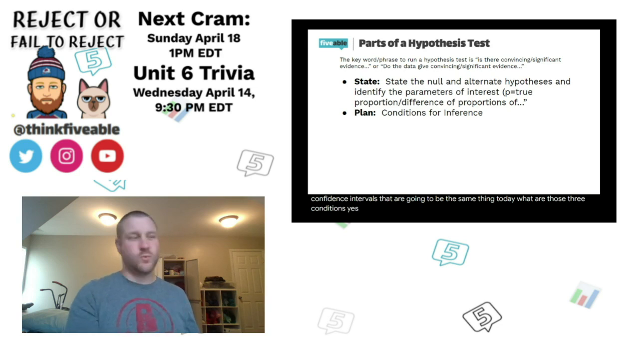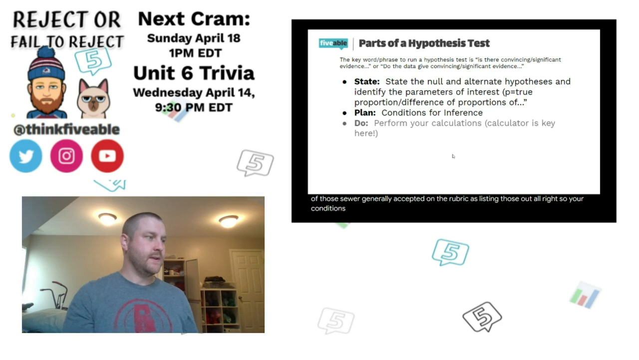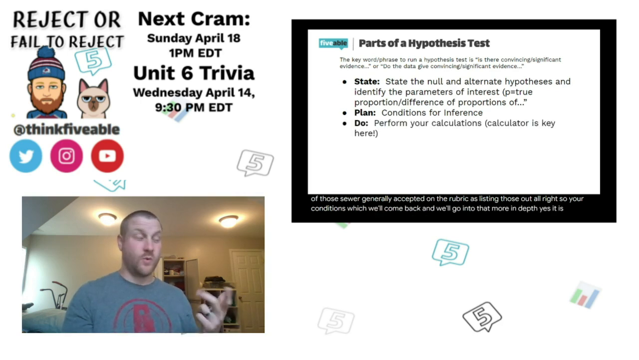Yes, random is one of them. That is the first one. And the other two are normal and independent. So now that 10% condition is the independence condition. Either one of those two are generally accepted on the rubric as listing those out. All right, so your conditions, which we'll come back to and go into more in depth. But yes, it is random, normal, and independent.